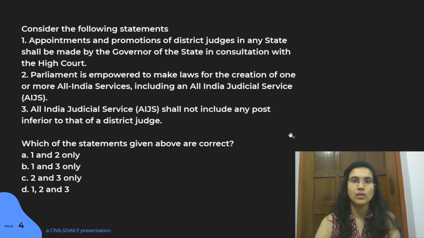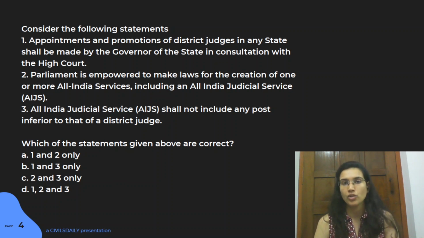Next thing we're going to talk about is appointments related to district judges and some other provisions. Now, the first statement, you have to identify basically the correct statement here. The first statement is that appointment and promotion of a district judge in any state shall be made by the governor of the state in consultation with the High Court. Now, this statement is absolutely right. See, your High Court and Supreme Court judges, they are appointed by the president.